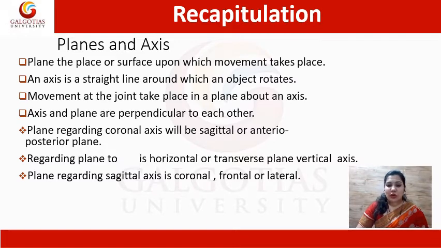The plane regarding the coronal axis will be sagittal. The plane regarding the vertical axis is horizontal. The plane regarding the sagittal axis is the coronal, or we call it the frontal plane.